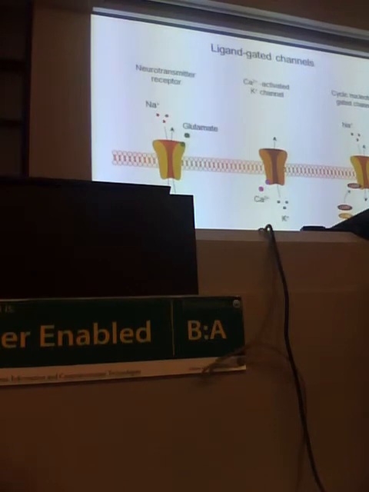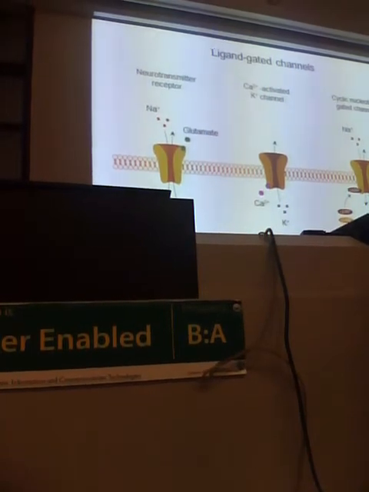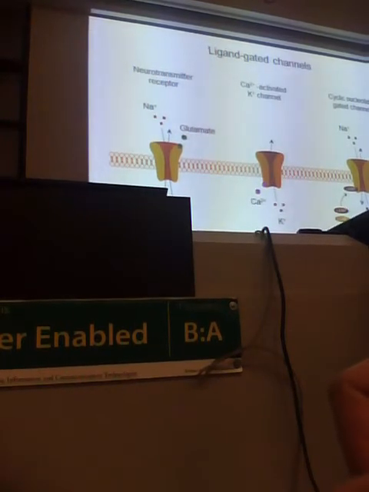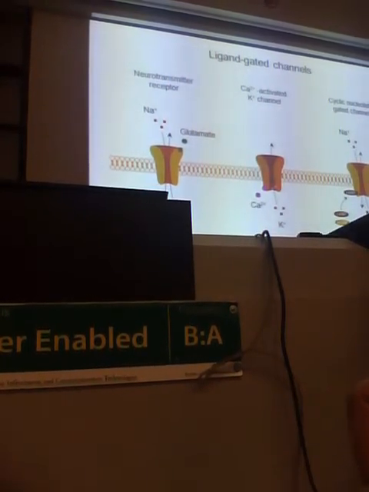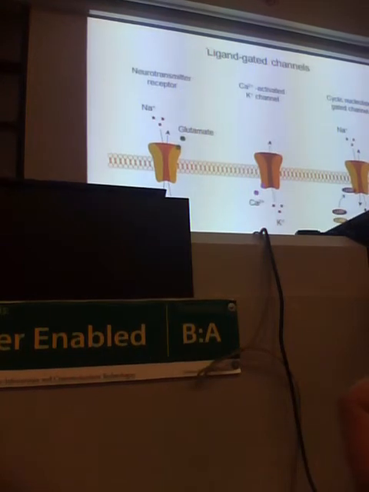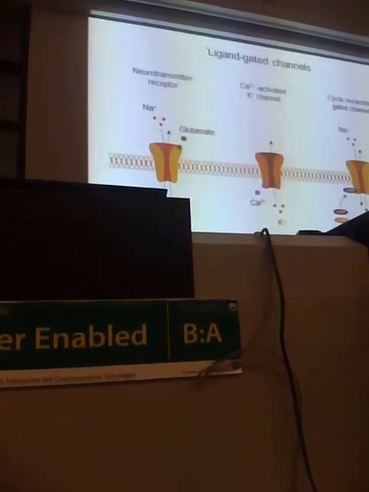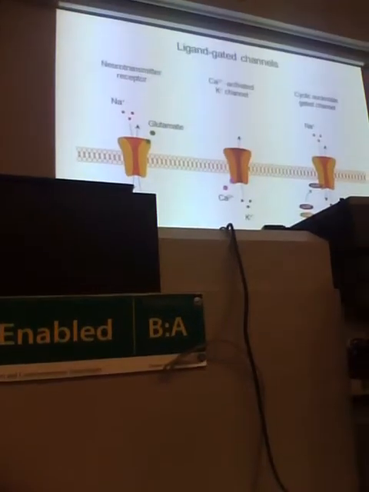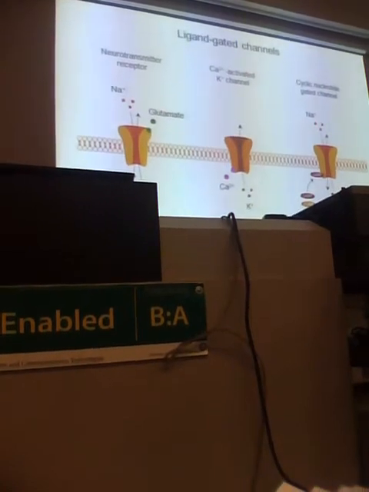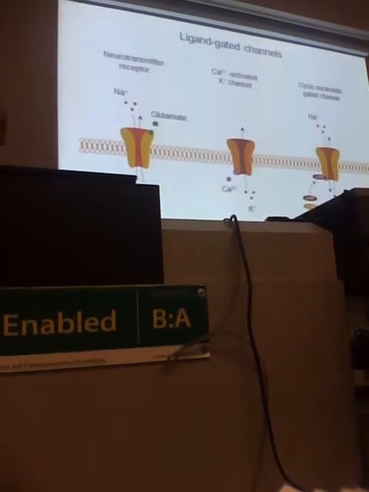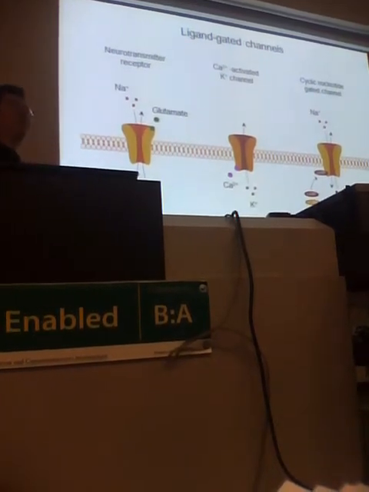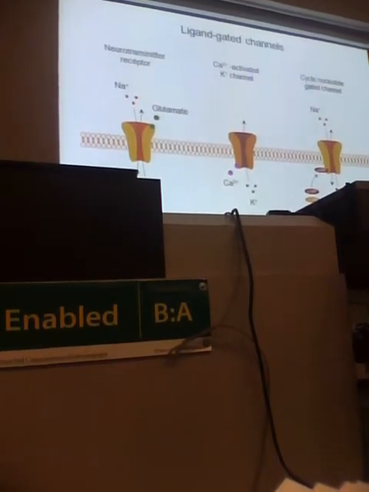There are also other channels which are chemically sensitive, calcium-activated potassium channels, which let potassium flow out of the cell, but which are sensitive to calcium. They need to have calcium bound to them in order to activate the channel. There are also cyclic nucleotide-activated channels that bind either cyclic GMP or cyclic AMP to open a channel that's permeable to more than one type of ion, sodium and potassium.